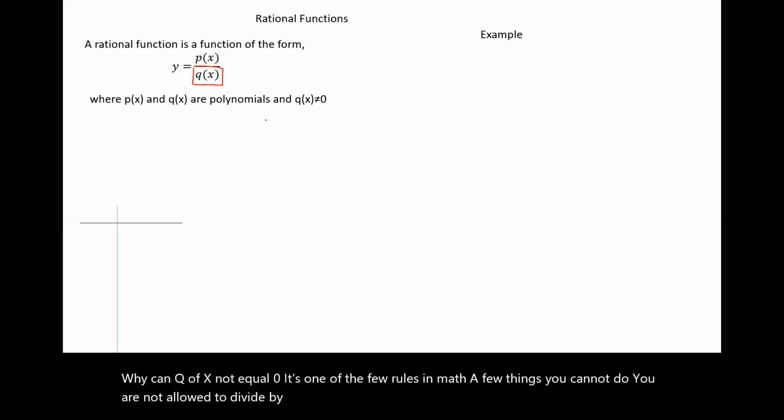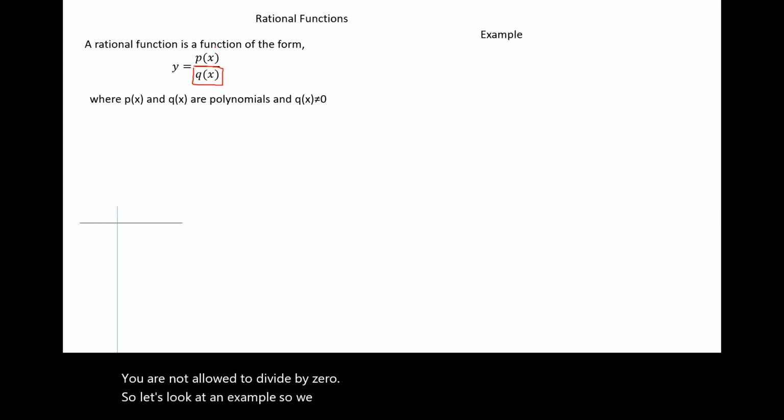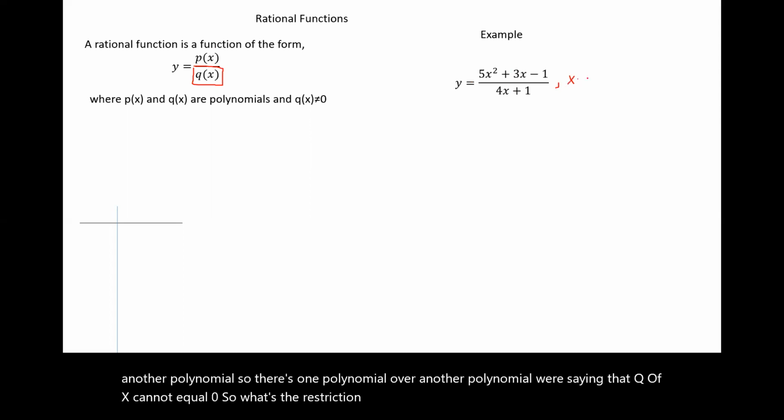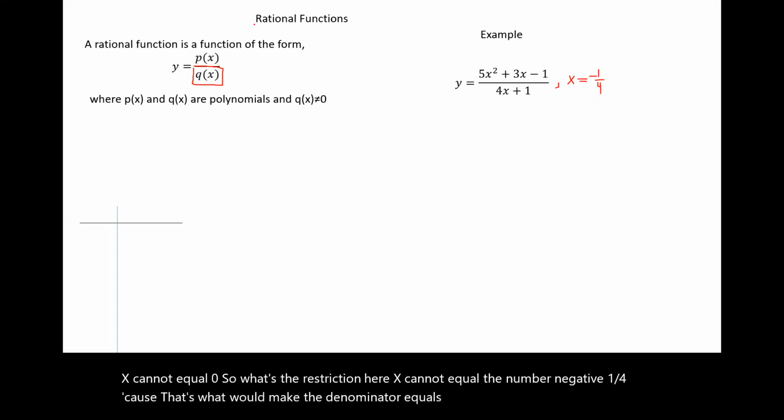So let's look at an example so we understand this better. You just need some polynomial over another polynomial. So there's one polynomial over another polynomial. We're saying that q of x cannot equal 0, so what's the restriction here? X cannot equal the number -1/4, because that's what would make the denominator equal 0. So essentially, to get yourself a rational function, you need a variable in the denominator.